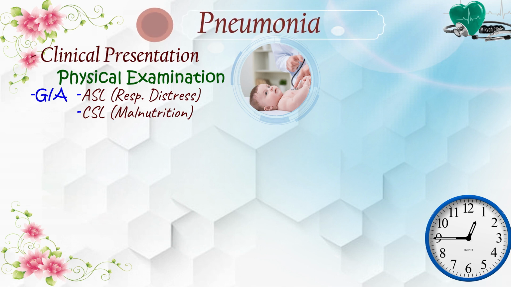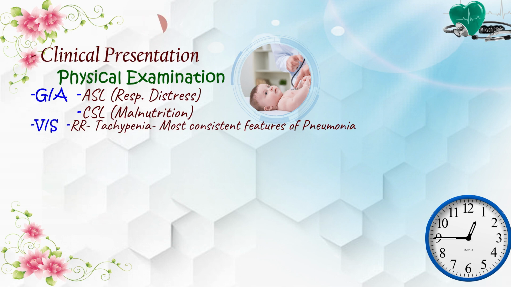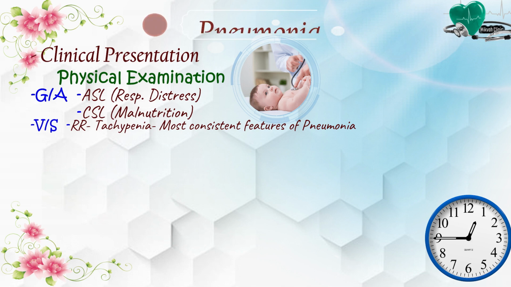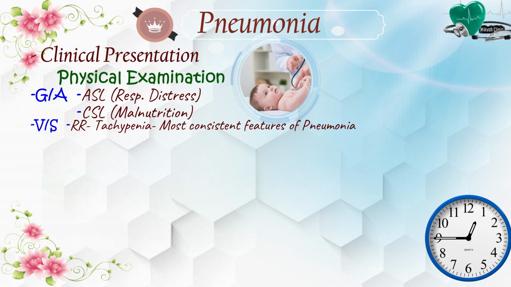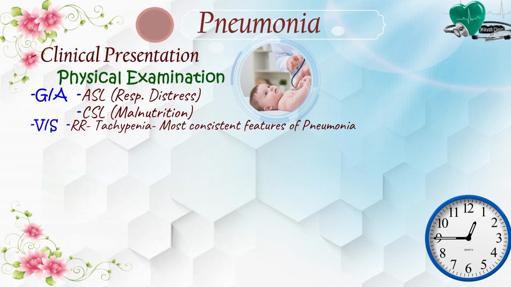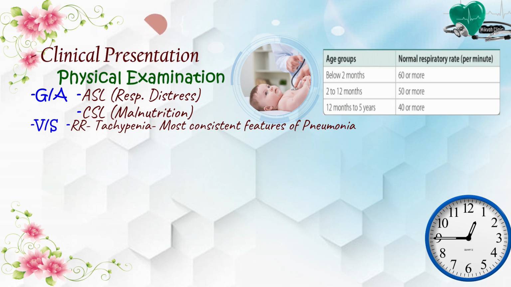After general appearance, we will assess the vital signs of the child. In the vital signs, for the respiratory rate, we will expect tachypnea. Don't forget that tachypnea is the most consistent feature of pneumonia. So we have to count the respiratory rate for the full 1 minute. The interpretation of tachypnea varies based on the age of the child. For the first month, for neonates, tachypnea is when the respiratory rate is above 60.